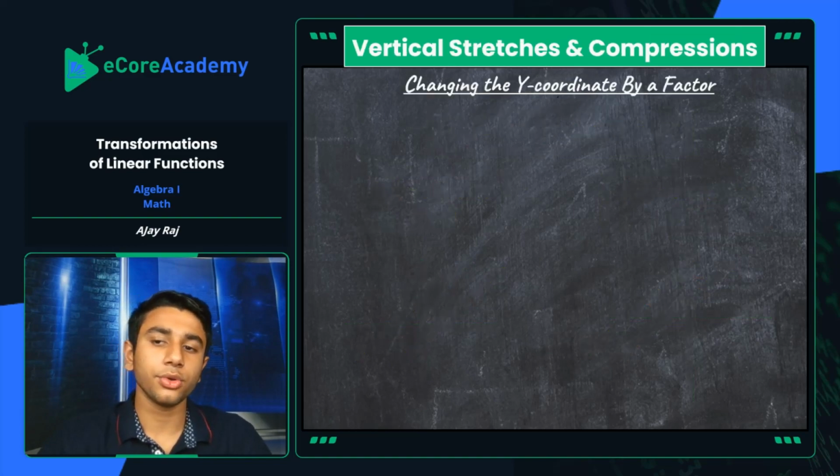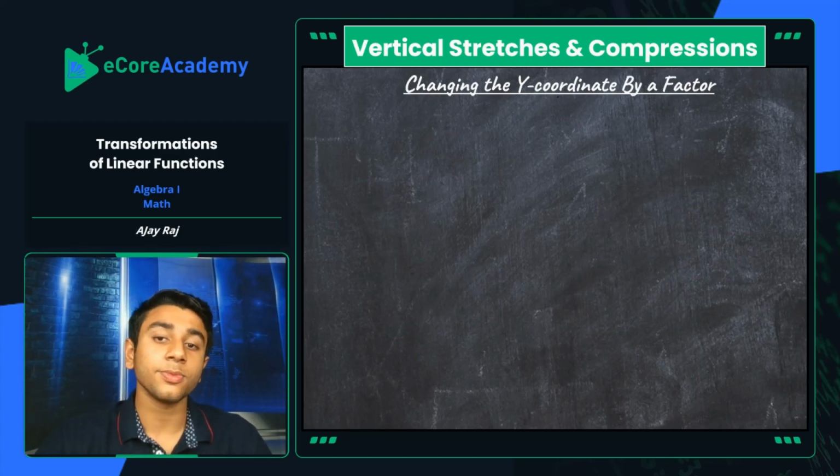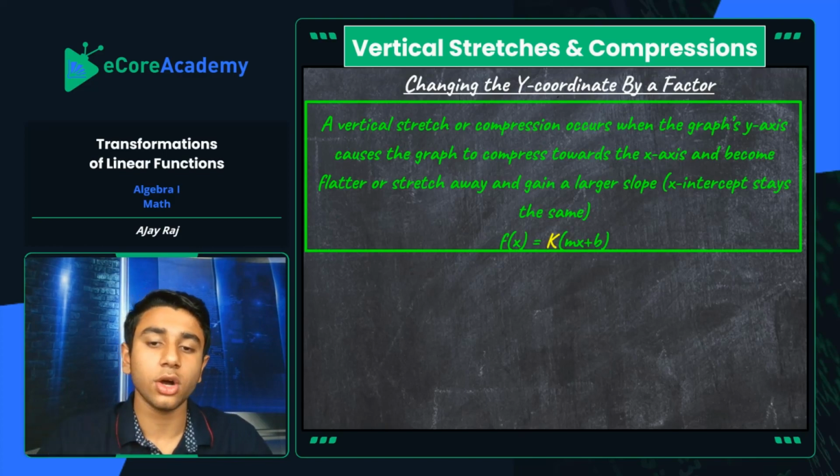Now let's move on to vertical stretches and compressions. This is where you're going to be changing the y-coordinate by a factor. So instead of adding things, we're actually going to be multiplying to change the y-coordinate. So a vertical stretch or compression occurs when the graph's y-axis causes the graph to compress towards the x-axis and become flatter, or stretch away and gain a larger slope. And the x-intercept always stays the same.